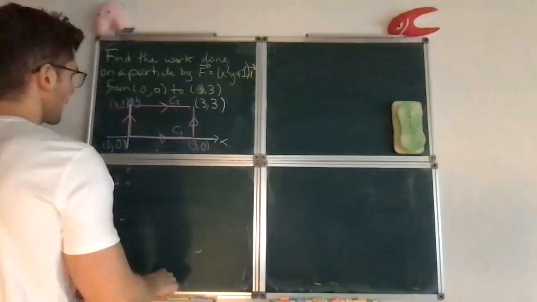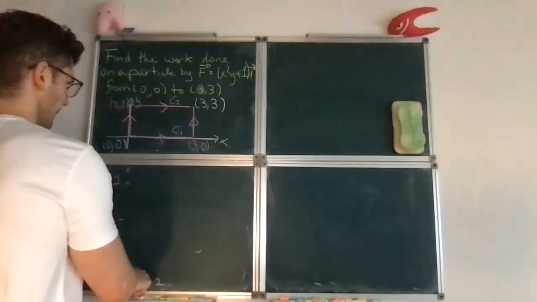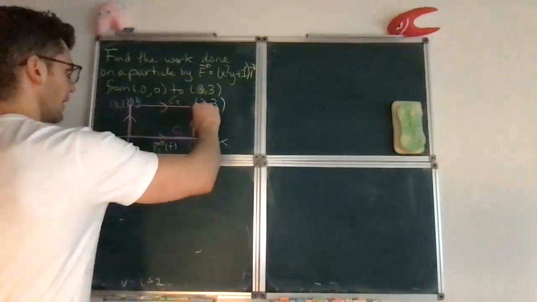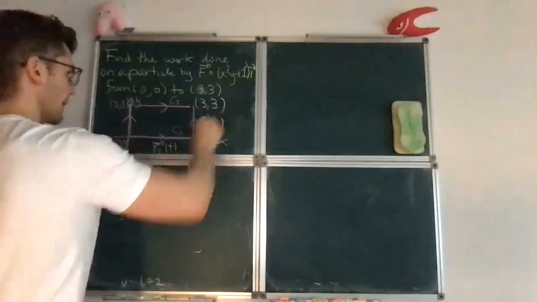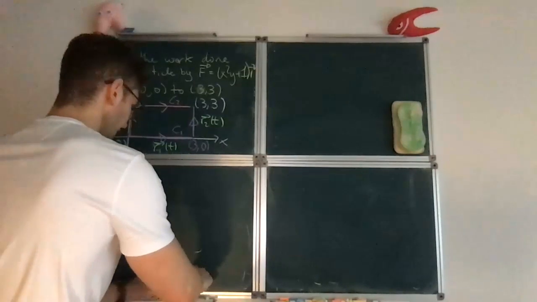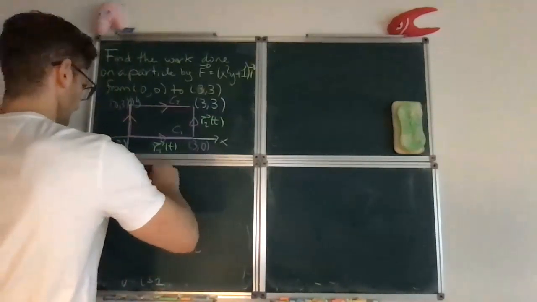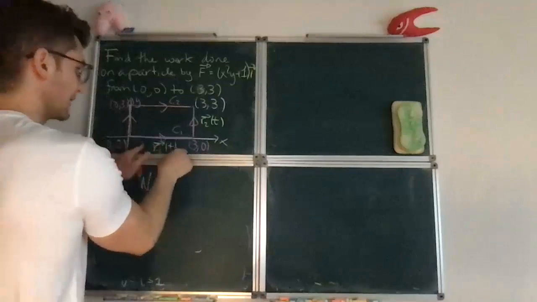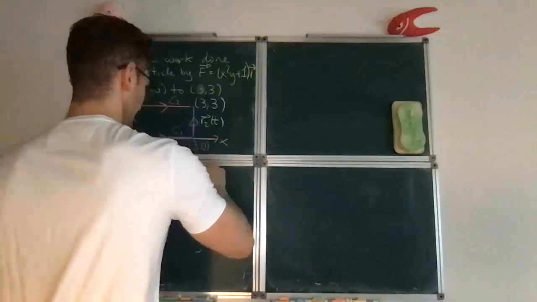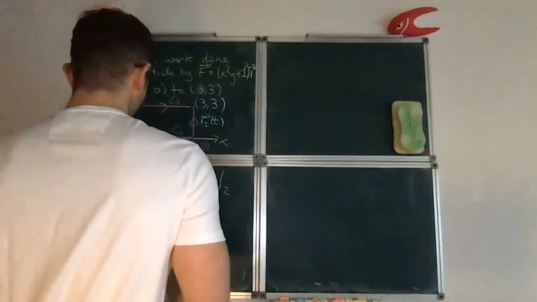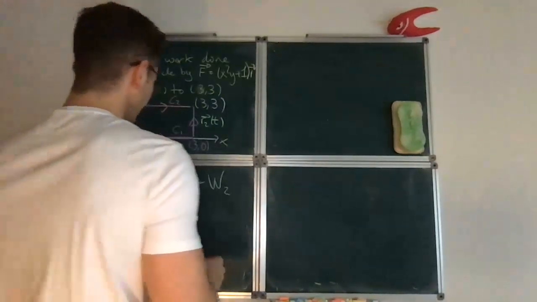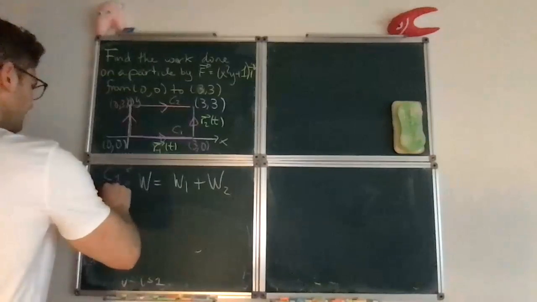So really this curve has two pieces. Let's call it R1 of t and R2 of t, right? And so the work along the first path is really the work done along the first piece of the path plus the work done along the second piece of the path. Okay, now why do I do that? Because for each of these individual pieces, we know what the position vector is, right?